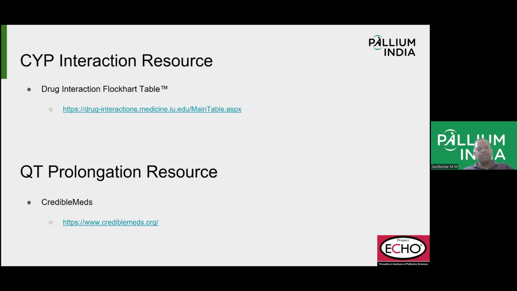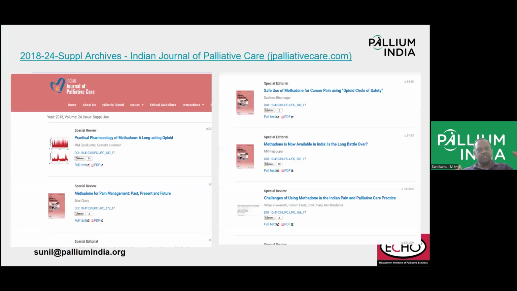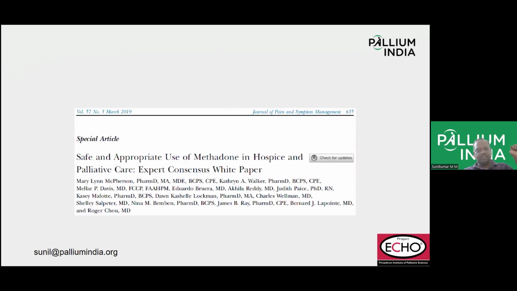And if you want to understand more about cytochrome P450 interactions, there are some web resources you can visit. And if you want to know more about methadone, there is a special supplement in the Indian Journal of Palliative Care, so you can go through this. And this is the paper I have mentioned for the present conversion method: safe and appropriate use of methadone in hospice and palliative care in the Journal of Pain and Symptom Management.